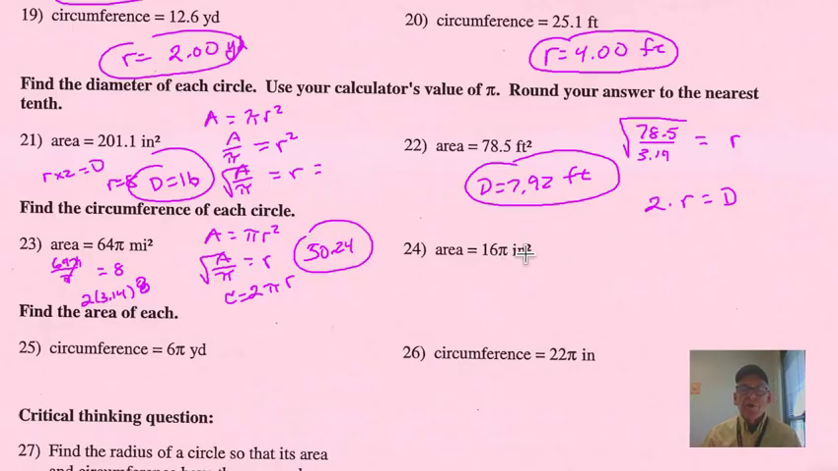Okay, number 24, the area is 16 pi. So I'm going to be doing 16 pi divided by pi. That leaves just with 16. And if I take the square root of 16 then, I'm going to have the radius. That's going to be 7.1. And if I double 7.1, I get 14.2.